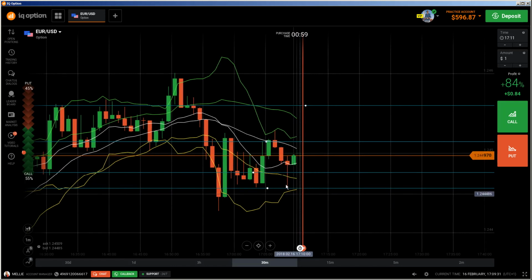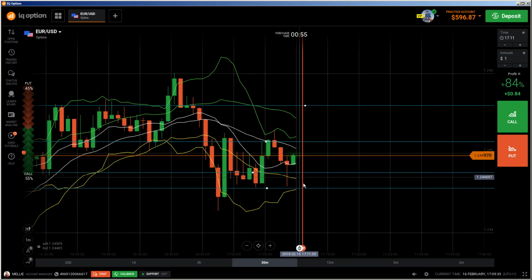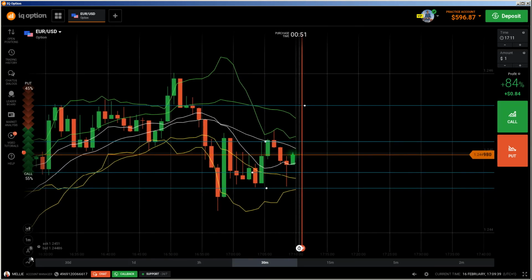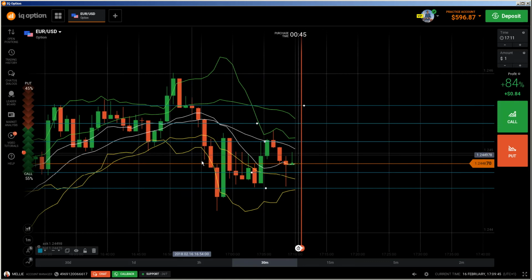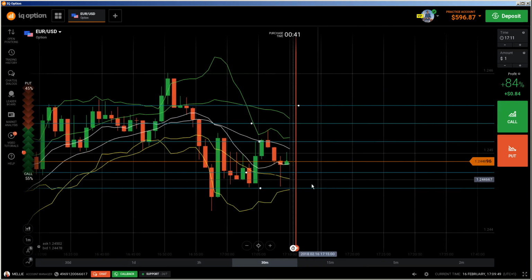Maybe there will soon be another crossing of those Bollinger Bands, indicating another support and resistance level. Maybe here is also one, where the white lines are crossing. It's also some kind of support and resistance. So let me see. Okay.